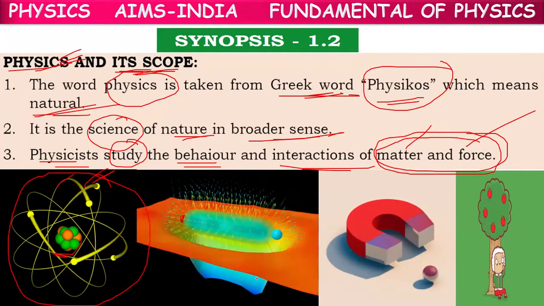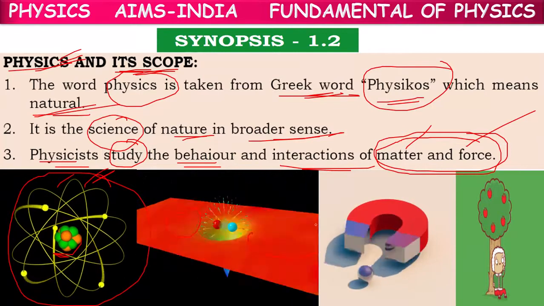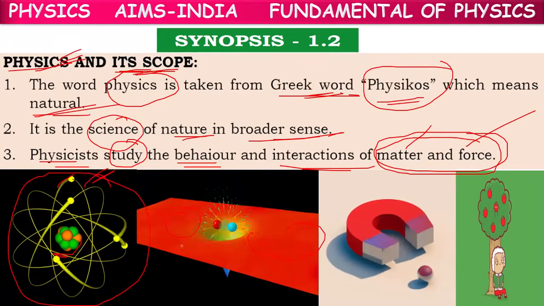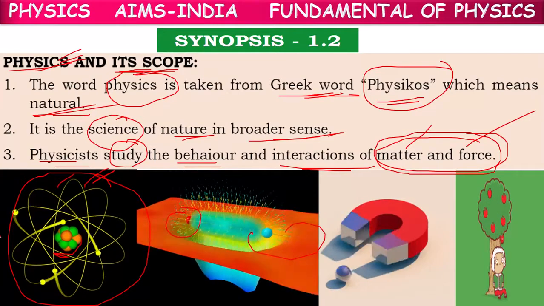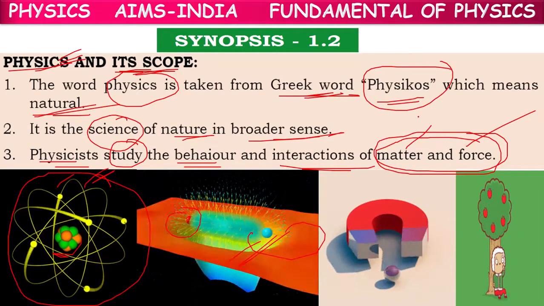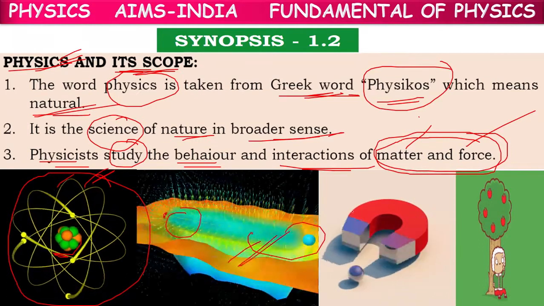Here two particles are moving away from one another. Two objects or two atoms are moving away from one another. What is the force behind them? Studying that is called physics.